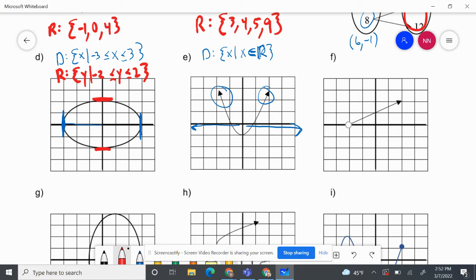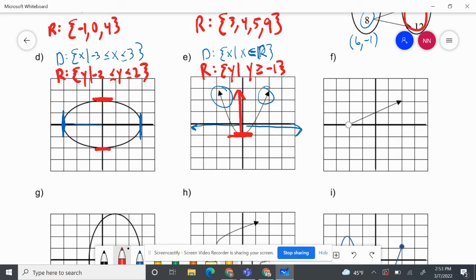Now for the range, it's a little bit different. We're not going to do y is an element of R because it's not covering all the y values. Our lowest value is -1, and it keeps on going up. So that means that y such that y is greater than or equal to -1. Notice that it includes the -1. That's why we have a line underneath it.